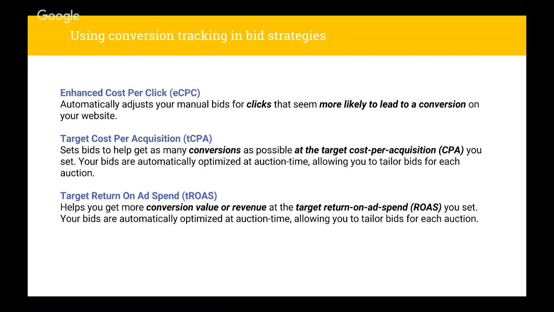The three different ones you're seeing here all optimize for conversions, and this means that AdWords actually modifies the bid, the auction price a little bit, to drive more users who are likely to convert on your website. The first one, enhanced cost per click, is really to drive more clicks that will lead to conversions. Target cost per acquisition is where you set how much you want to spend for a conversion to take place, and they try to optimize for that.